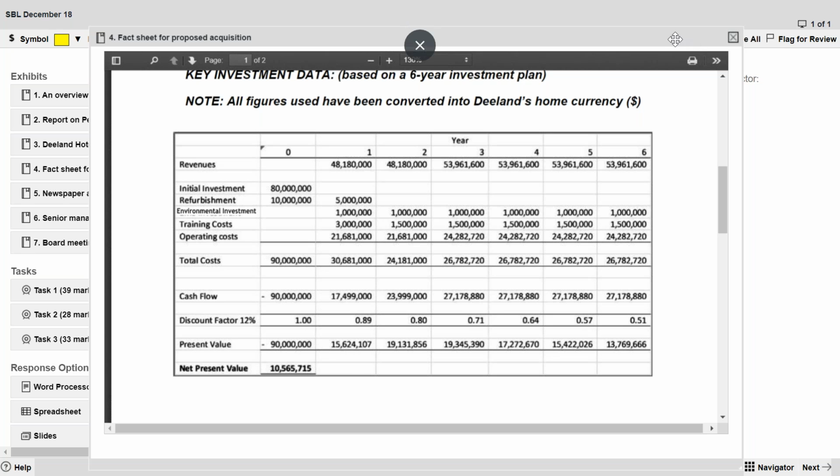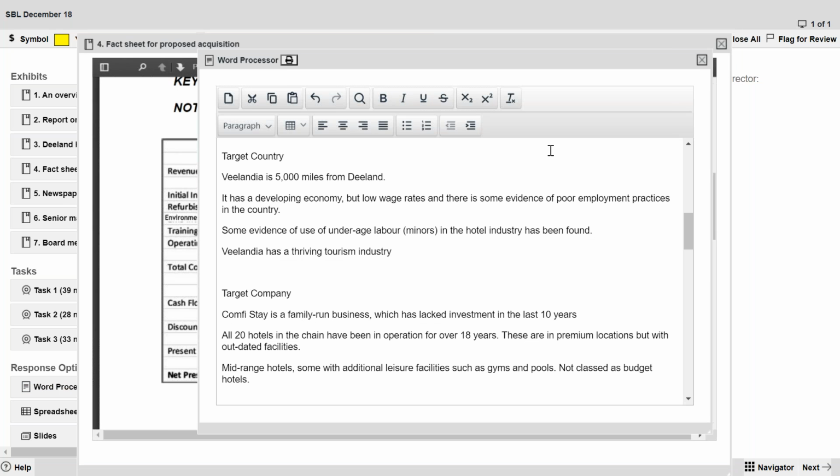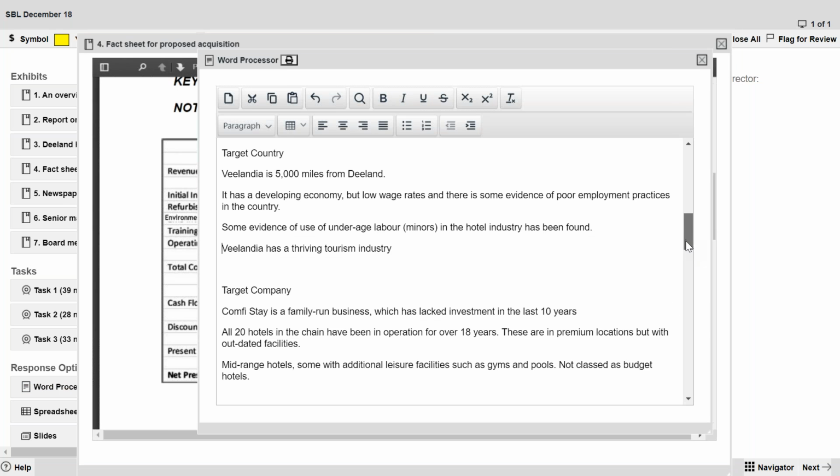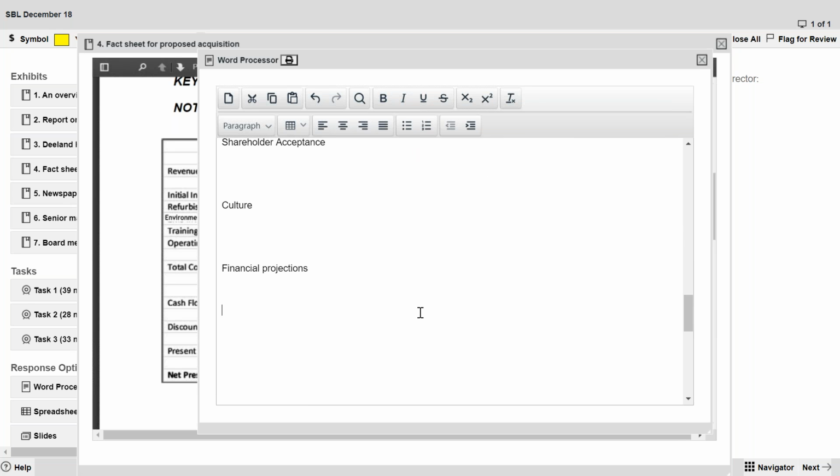What impact will there be on the NPV? So where is the word processor? Let's click here. So on the financial projections, where is it? I will go to acceptability, financial projections.